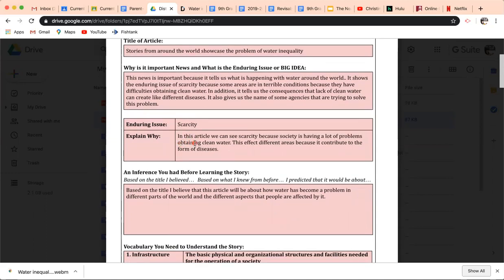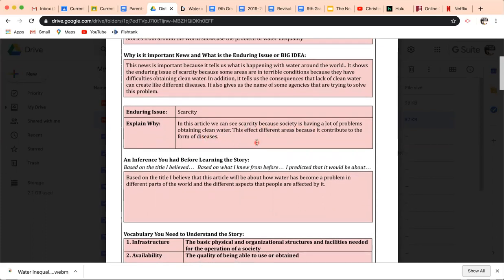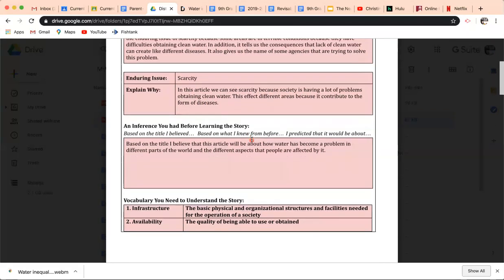So this person said, in this article, we can see scarcity because society is having a lot of problems obtaining clean water. This affects different areas because it contributes to forms of disease. Exactly. All right. So inference.